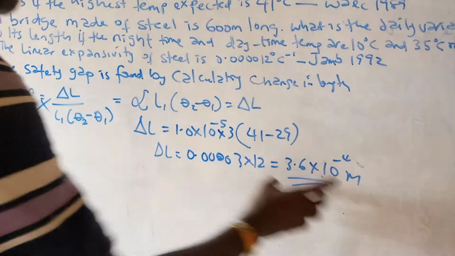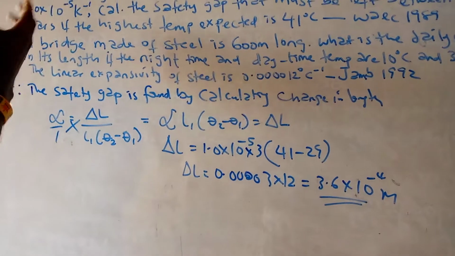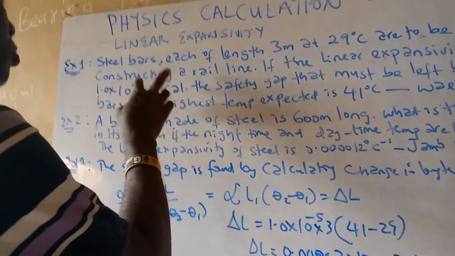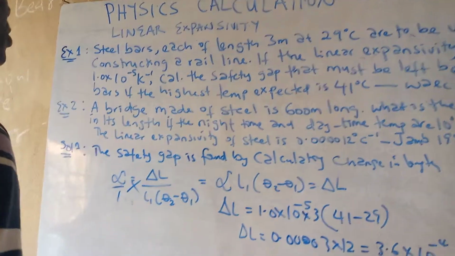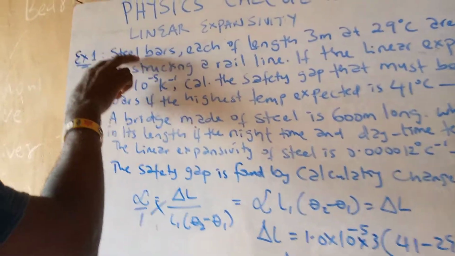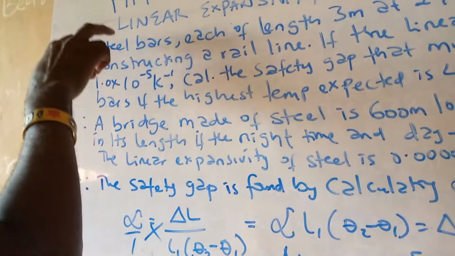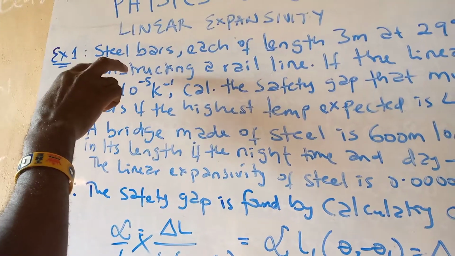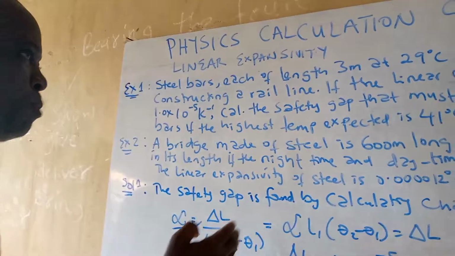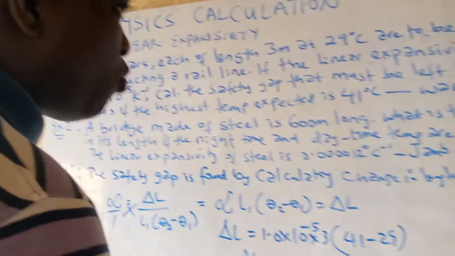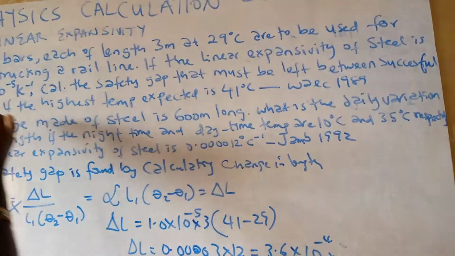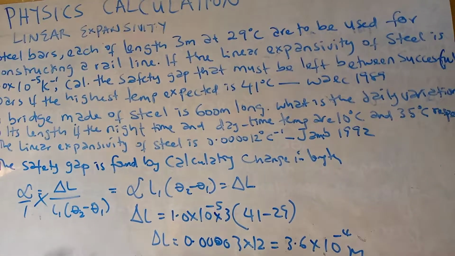What this is saying is, basically, you know that it's talking engineering. With steel bars, there are ways to do engineering. In engineering, we test materials, and we need to understand how materials behave. That is metallurgy engineering. So this material needs quality space, and we need to calculate it to know what would happen. Is that okay? So that is the gap that is left between successive bars if the highest temperature is reached.